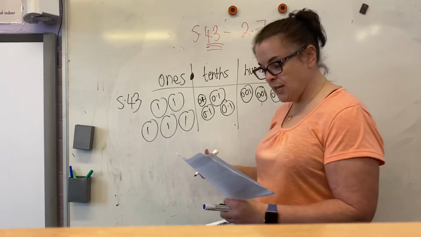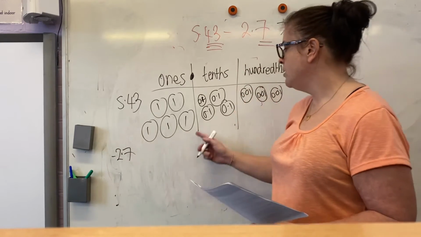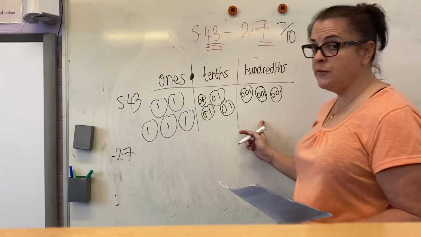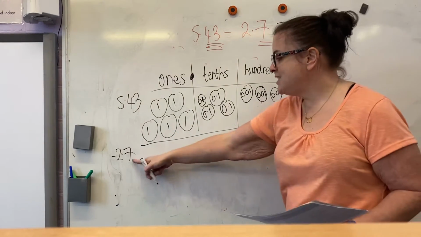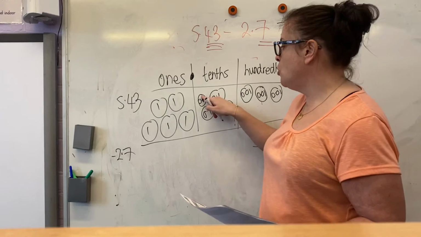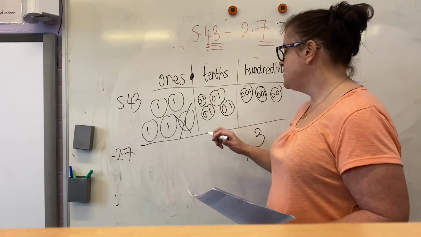Right, what am I taking away? I'm taking away 2.7. So, I'm not taking away any hundredths. They are going to stay the same. How many tenths? I'm taking away 7 tenths. I've only got 4 of them though. So, I've got to exchange. One of those gives us 10 of these.